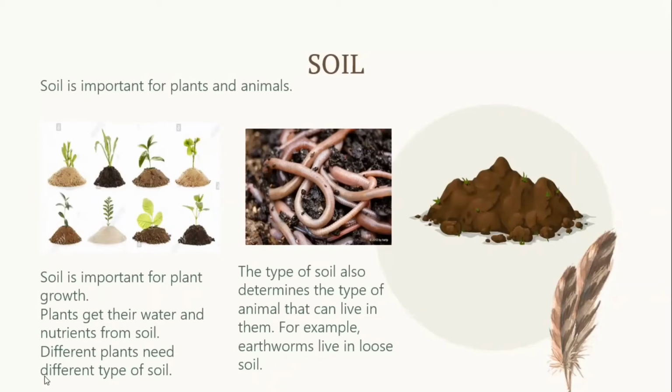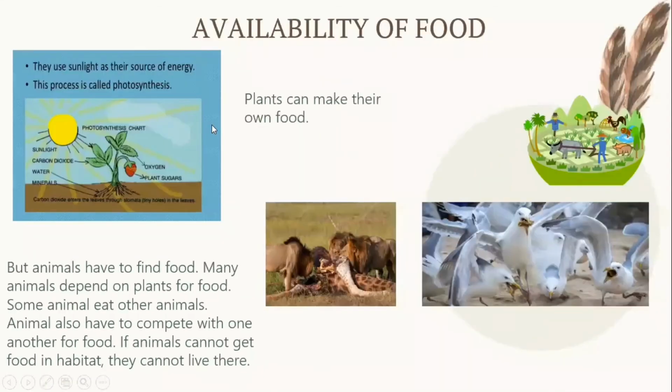The next one we have is availability of food. As we know, plants can produce their own food by using sunlight as their source of energy, and the process of making food is called photosynthesis. But animals cannot make their own food, so they need to find food from other resources or other creatures.